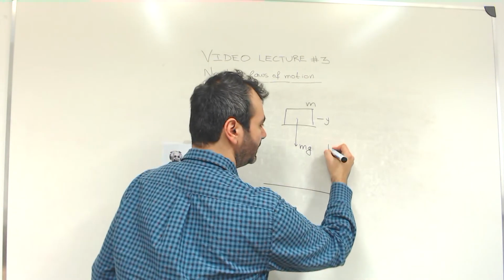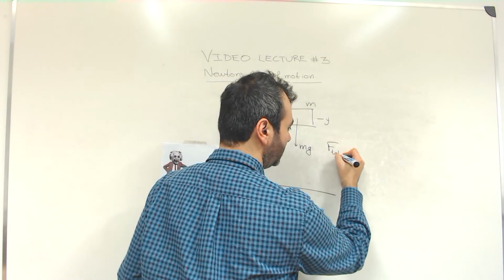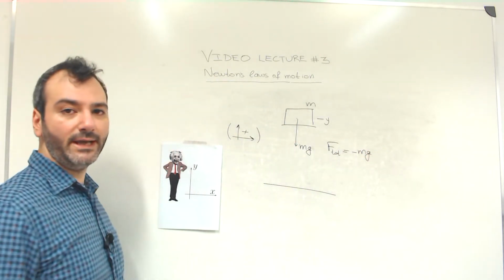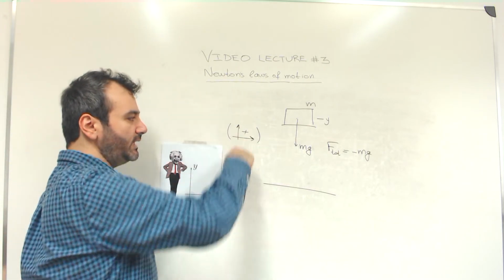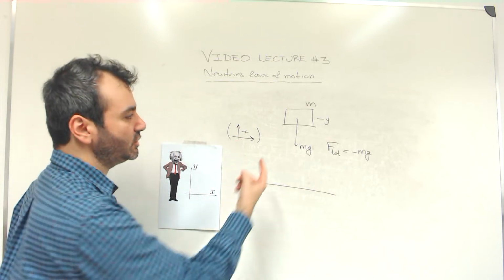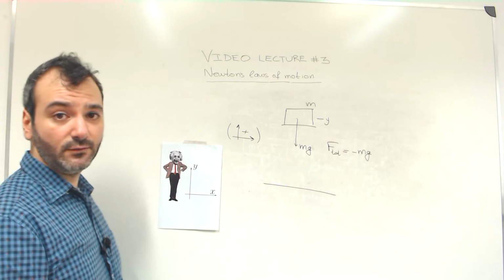Then we can write down the total force that is applied on the system. We'll write F total equals minus mg. Why minus? It's a minus because it goes against the direction that we have specified here to be the positive direction. So if this were upwards, it would be a positive force. Now it is a negative one.